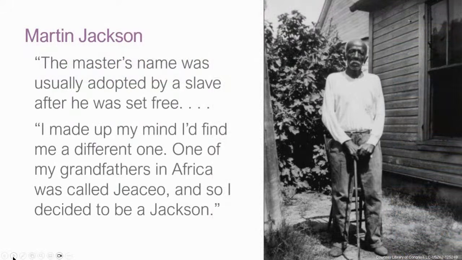This is a photograph of Martin Jackson, who had previously been enslaved. In an interview in 1937, he explained how he chose his surname after the Civil War. The master's name was usually adopted by a slave after he was set free. This was done more because it was the logical thing to do and the easiest way to be identified than it was through affection for the master. I got thinking about all us slaves that was going to take the name Fitzpatrick. I made up my mind I'd find me a different one. One of my grandfathers in Africa was called Jackio, and so I decided to be a Jackson.